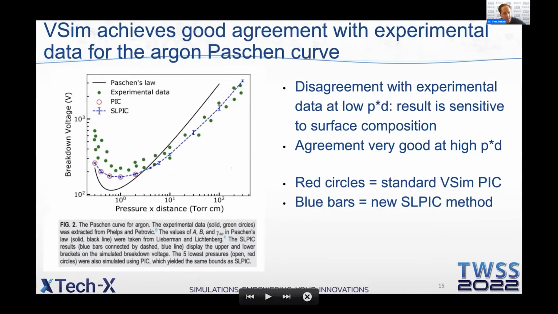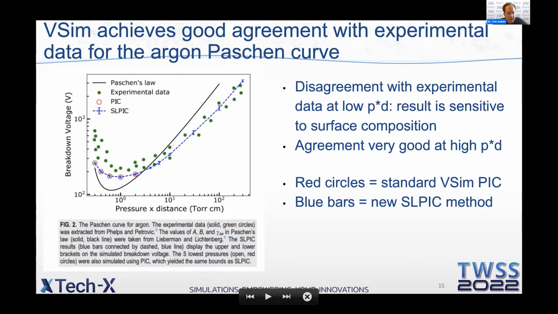And this is the result. In green, we have experimental data from Phelps, the paper I showed earlier. In red, we have standard PIC in VSim. And in blue, we have speed limited PIC. The agreement's quite good, especially at high PD.